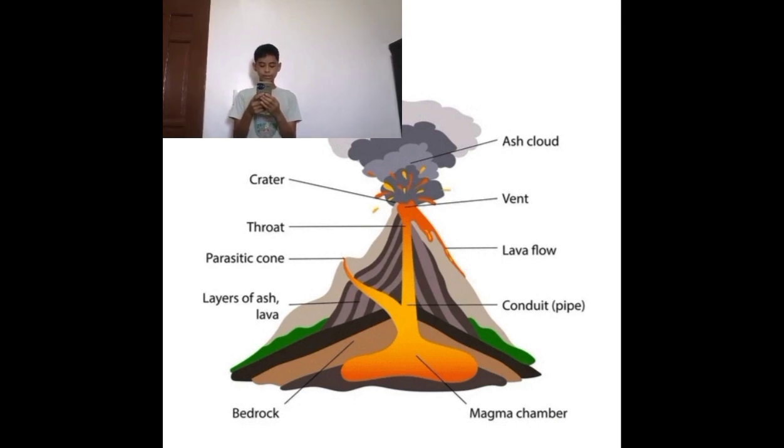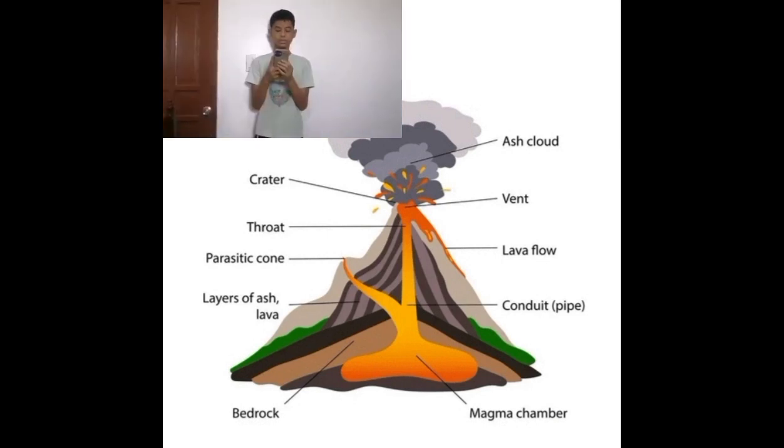The first part of a volcano is the magma chamber. This is the area beneath the surface where magma accumulates. The magma chamber can vary in size from just a few meters to kilometers across. It is typically located several kilometers beneath the surface of the Earth.